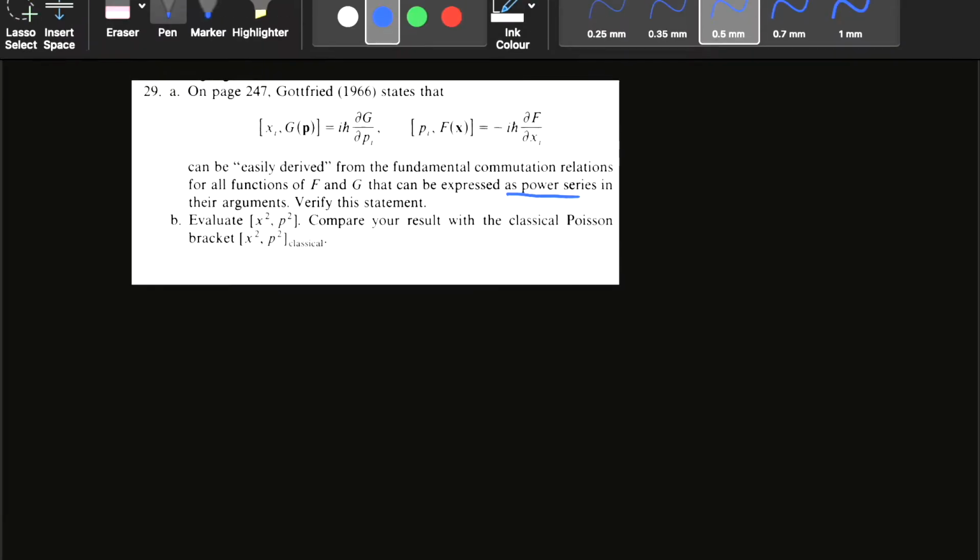Today we are going to solve question number 29. Here it is asked to prove that [x_i, g(p)] = iħ ∂g/∂p_i and [p_i, f(x)] = -iħ ∂f/∂x_i, where g(p) and f(x) are functions that can be expressed as a power series in their arguments. So let us do so. First we will prove the first relation, then we will prove the second relation.